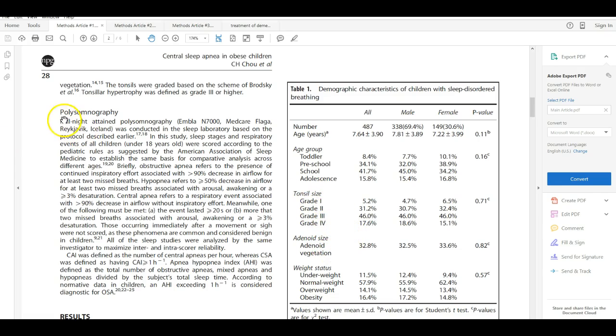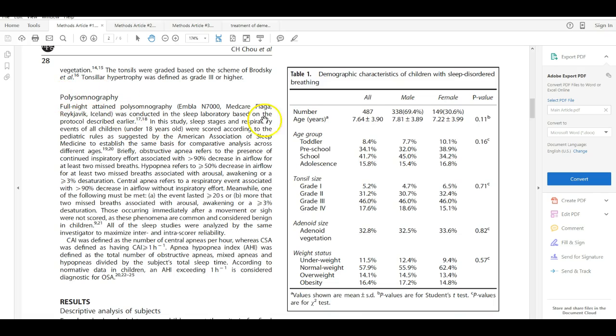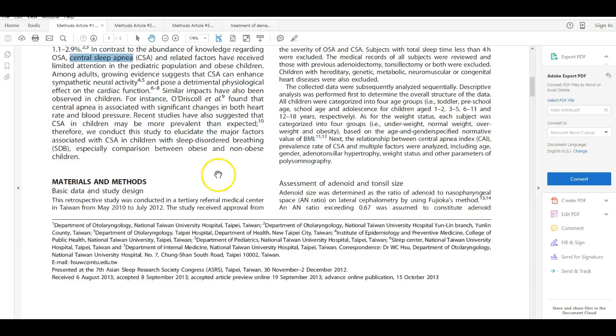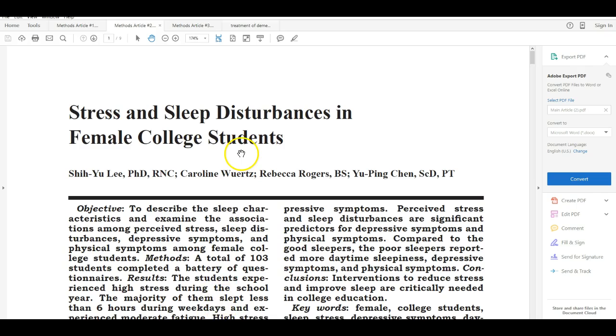And the rest of the study was concerned with measuring the sleep quality of the children, which is talked about in this section here. So those are a few tips for this article. Let's look at another article to get a better understanding.